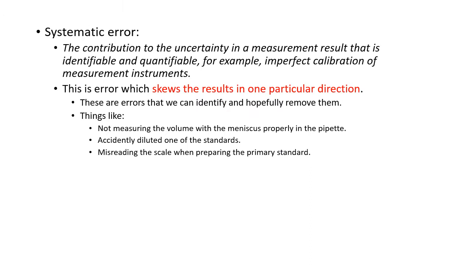Next is systematic error: the contribution to the uncertainty in a measurement result that is identifiable and quantifiable, i.e. the imperfect calibration of measurement instruments. So that means that this error is one that skews the results in one particular direction, which means that the results are always going to be above, or always below, the true value.